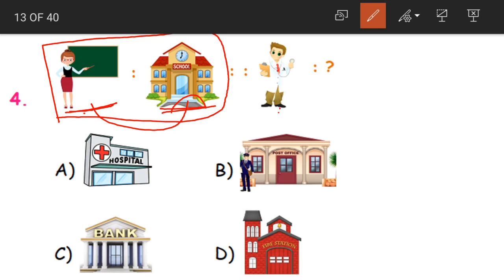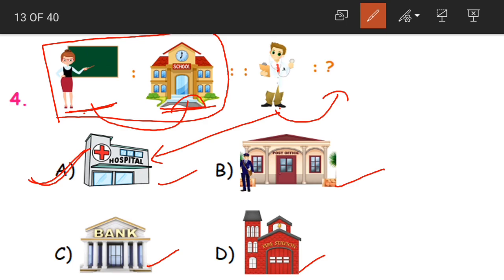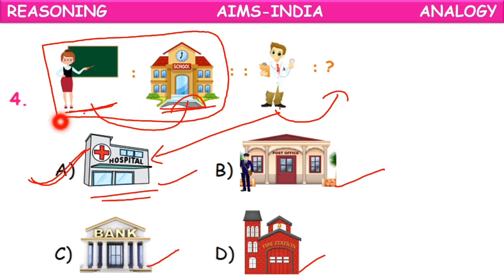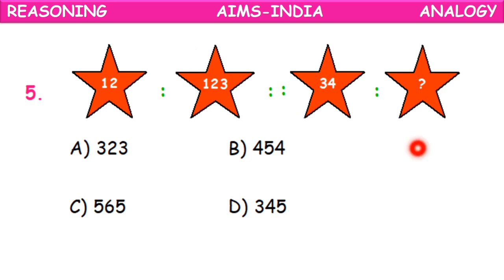In the same way, where does a doctor work, children? Where do we find doctors? Do we find doctors in hospital, post office, bank, or fire station? Very good. We find doctors in hospital. Doctors are those who treat patients. Where do they treat them? They treat them in a hospital. So teacher is to school as doctor is to hospital is our correct answer.